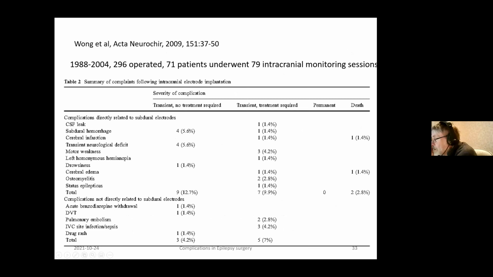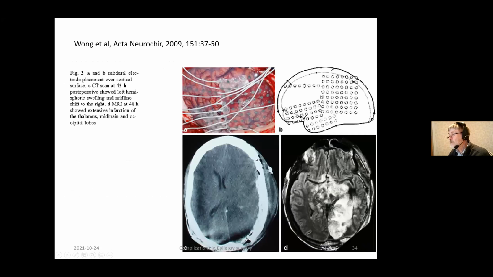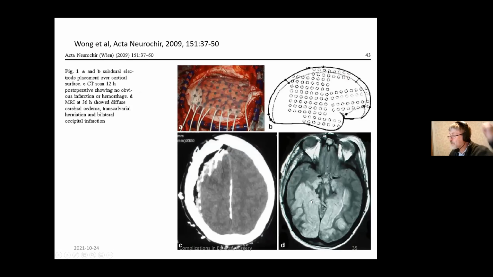This was a publication which I think was extremely important. It came from an Australian group in 2009, Wong et al. They reported 71 patients that underwent 79 intracranial monitoring sessions, and they had a 2.8% mortality. And that was, I think, something like an eye-opener. This is one of the patients. They have placed several subdural grids, and this is another patient with several subdural grids.